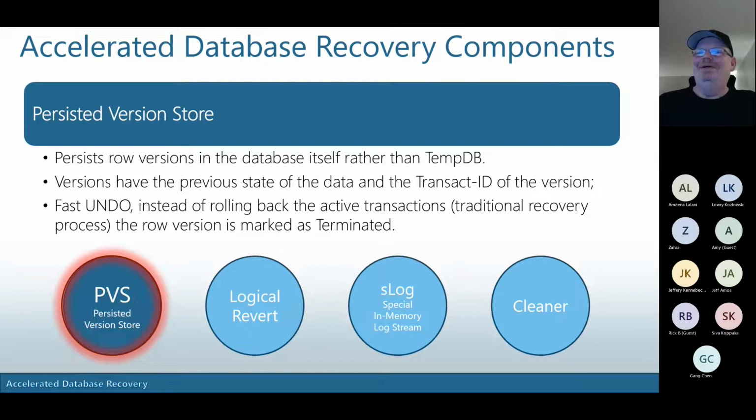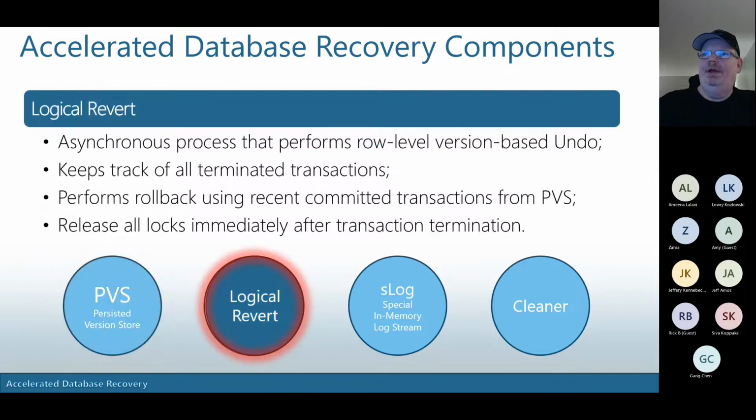All right. So persistent version store is what's storing those row versions. My next component is the logical revert. This is actually what does keep track of the terminated or aborted transactions, and will asynchronously process the undos. So if there was a record, I rolled back a transaction. So that transaction was marked aborted. So I know I'm no longer going to use that. That logical revert is going to say, we'll keep track of those aborted transactions, and we'll perform rollback using the most recent committed transactions from the PVS.